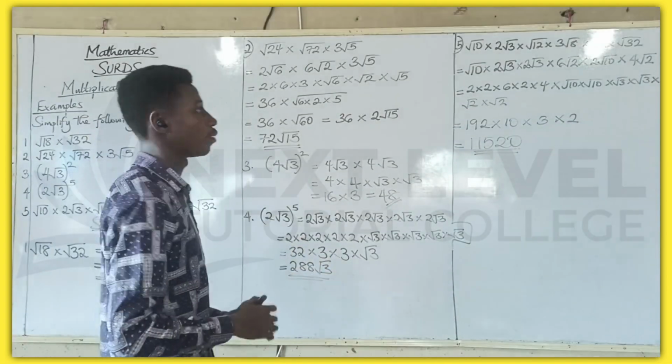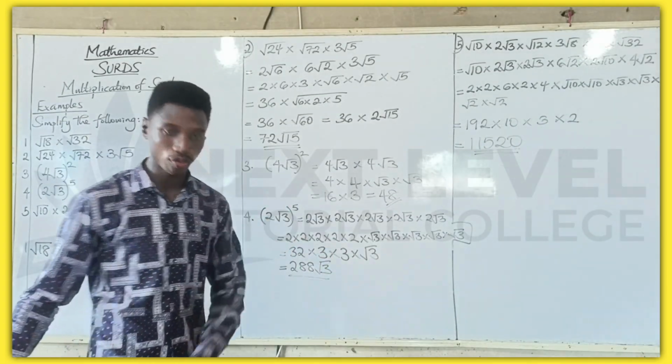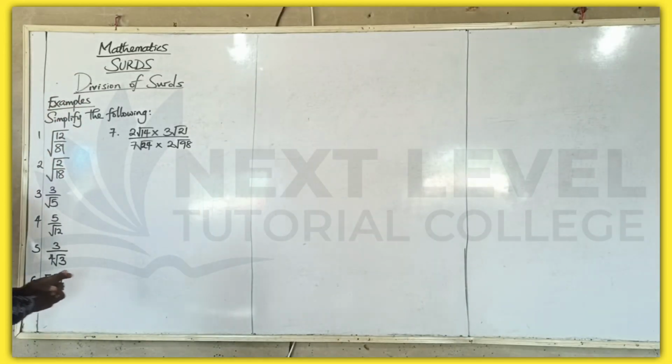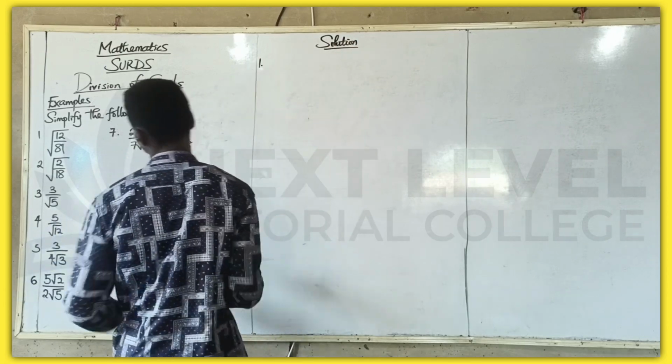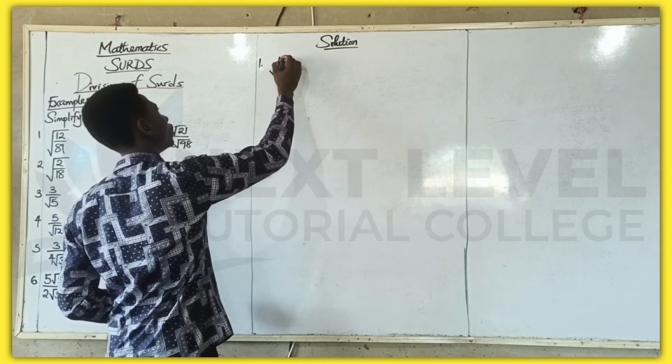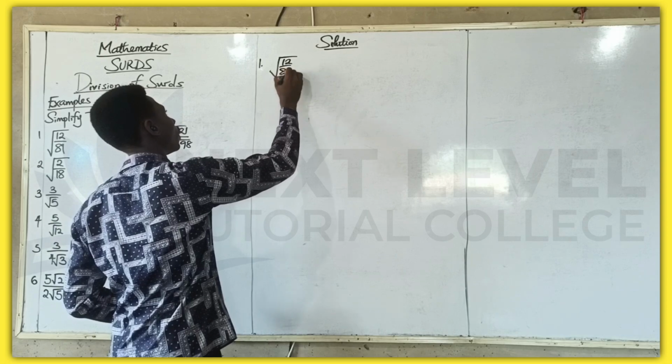So these are the examples for multiplication. Let's go and look at some questions on division. So now we have the examples on division of surds. Solution. Number 1, we have root 12 over 81.